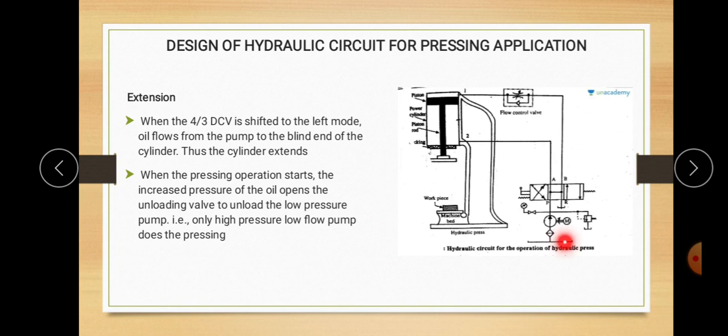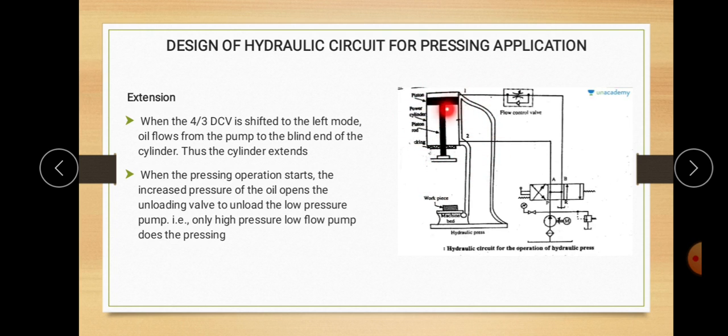Here we can see a tank and a filter and a pump where the prime mover is connected, and after the pump a pressure relief valve is connected. So here the hand operated DC valve is located, where the lever is present. It contains three positions, we can clearly see in the picture. And after that a flow control valve is present here. The flow control valve is used to control the flow of the fluid, and here a cylinder is present.